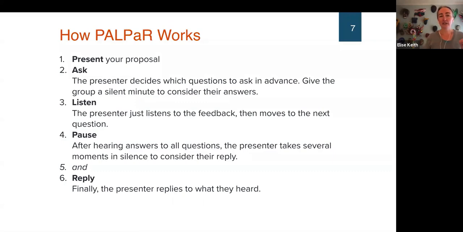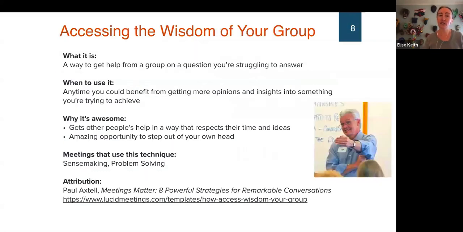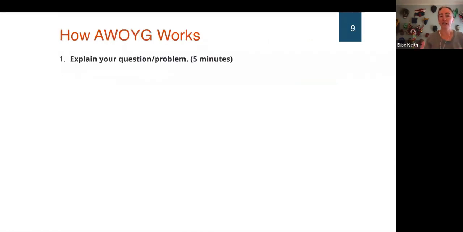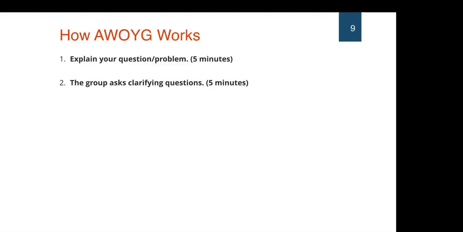It's quite different from this technique, which is also a technique where one person, by Paul Axtell, shares an idea with the group and gets their feedback. But in this case, the person who is gathering the group has a problem they want help with, or some idea that they want to get other people's feedback on. And this one works like this. You take 5 minutes, you explain your problem or your question to the group. The group has 5 minutes to ask you questions about that.